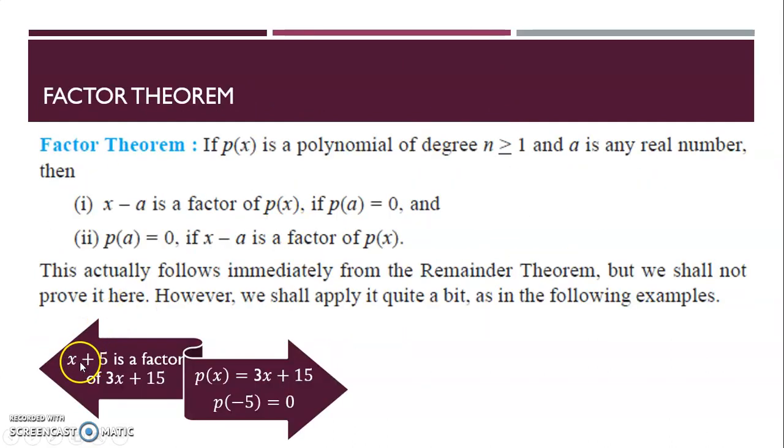Just like what we saw here, if x plus 5 is a factor of p of x, that means p of negative 5 will be 0. If p of negative 5 is 0, then x minus, whatever is inside, so minus of minus 5 will be plus 5, so x plus 5 will be a factor of p of x. I hope we are clear till there. Okay, let's move on.